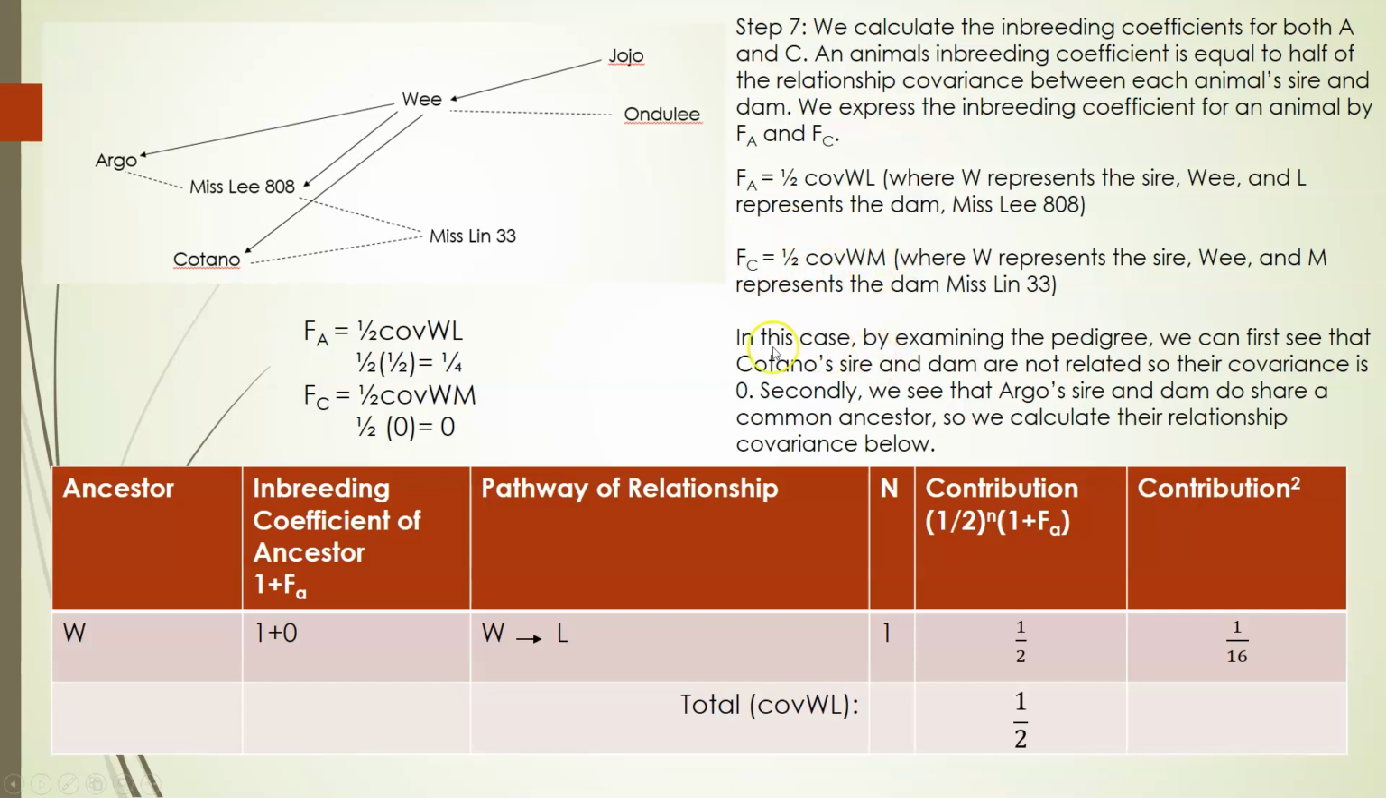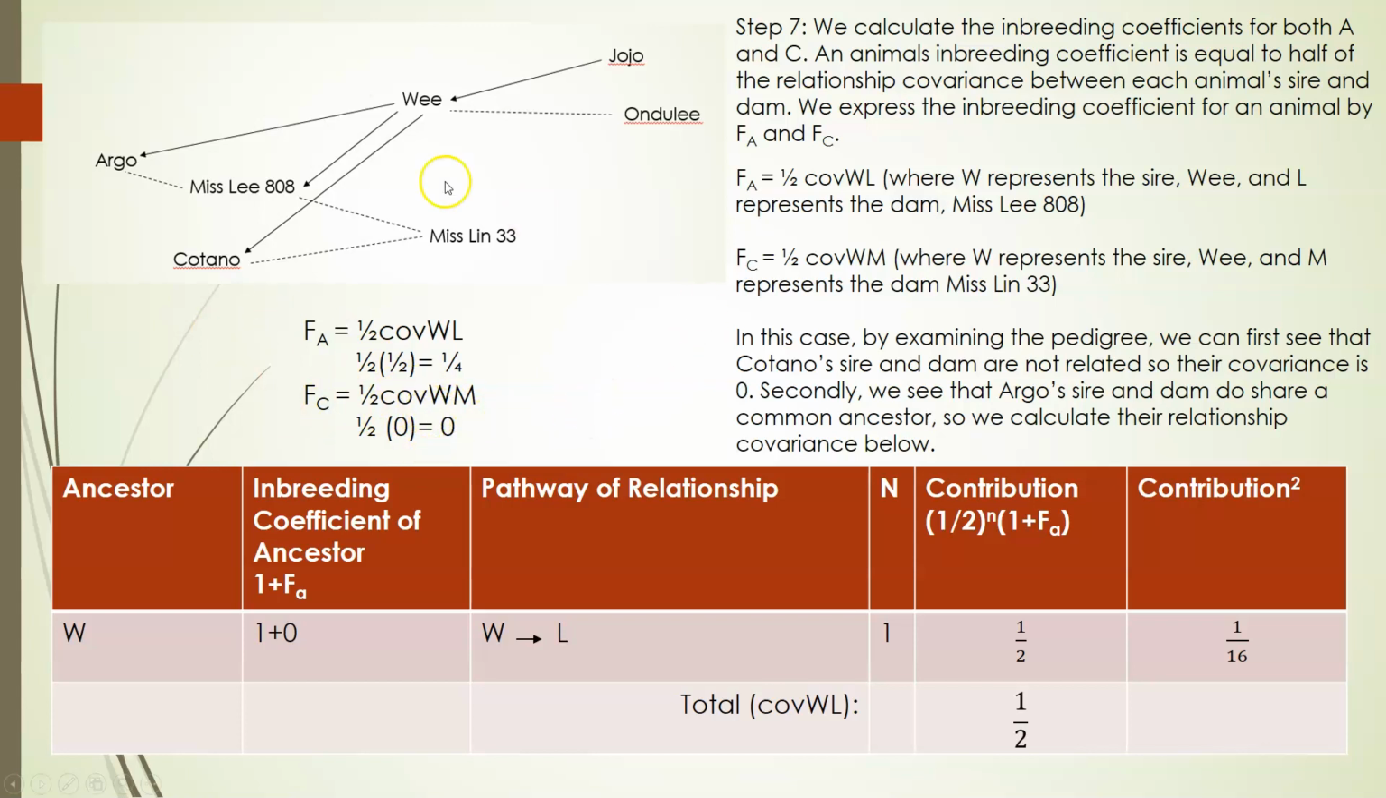So in this case, if we examine the pedigree, we know for sure by just looking at Catano, okay? So when we look at the pedigree, his sire and his dam are not related in any way that we can see. So his inbreeding coefficient is going to be 0, because the relationship covariance between W and M is 0. So that's shown right here.